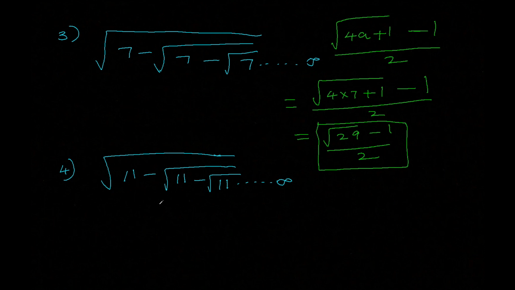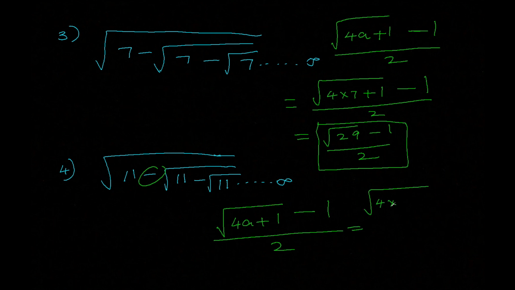Let's do the fourth one, 11 in this case. So what is the formula? 4a plus 1, the same. Only minus is here because of this minus. If it is plus, plus 1. Kindly remember that important point, whole divided by 2. Now what is a? 11 in this question. So 4 times 11 plus 1, minus 1 is outside, divided by 2.